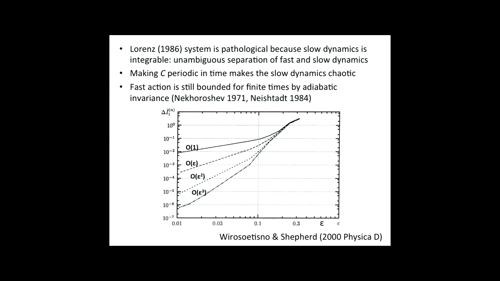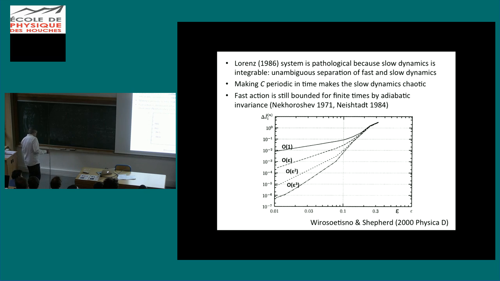But the Lorenz system is a bit pathological, because the reason that we can find an exact slow manifold is because the slow dynamics is integrable. So we know the answer exactly, and we can get an unambiguous separation between the fast and slow dynamics, at least for almost all initial conditions. There's a set of measure 0 where you can't, because the fast and slow modes coincide. Of course, that's not realistic for the atmosphere, because we know that the slow dynamics is chaotic.